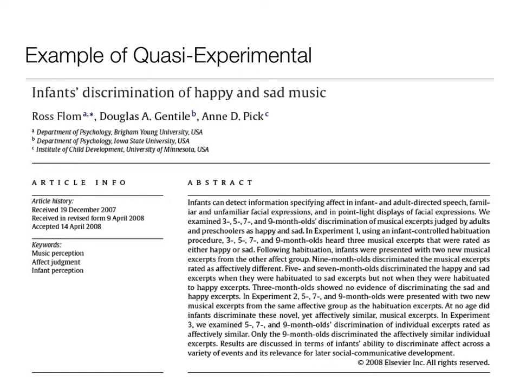And so what they're doing here is by looking at these 4 different ages, that's a subject variable. Again, we can't assign these people to be 3, 5, 7, or 9 months old, they just are. So these are subject variables, and we can't control for that. We don't have random assignment, so this is going to be a quasi-experimental design.